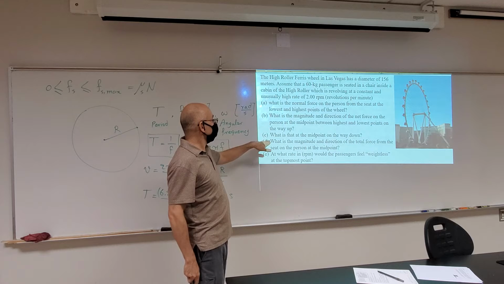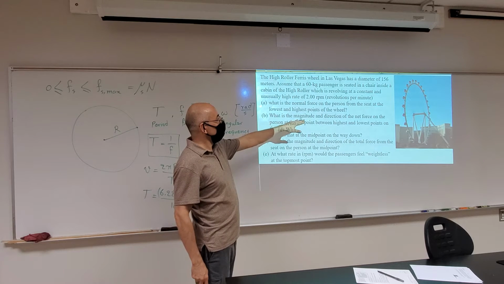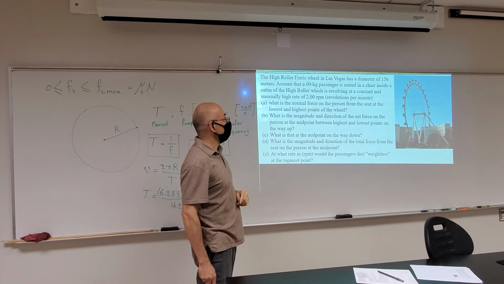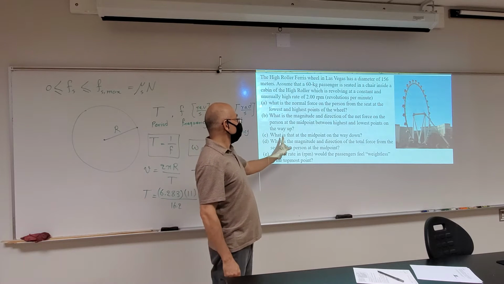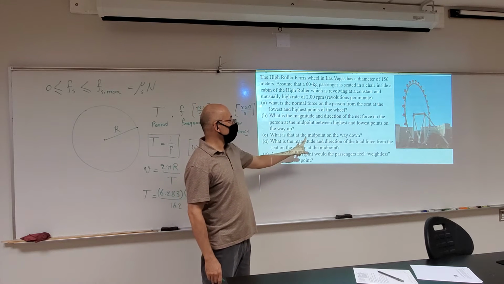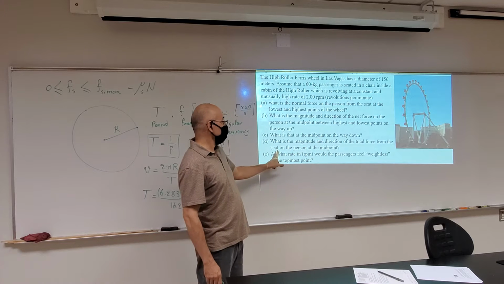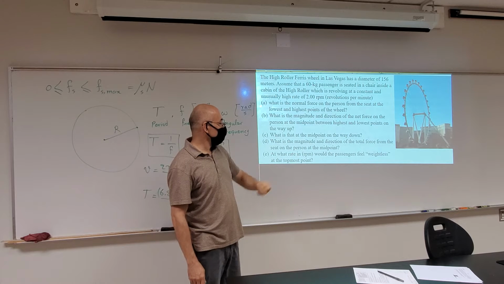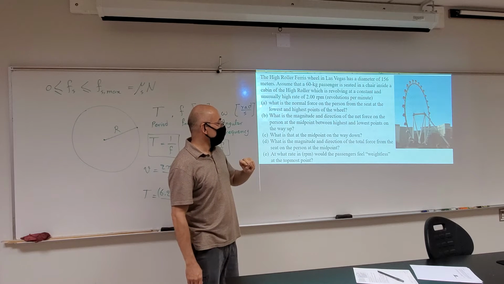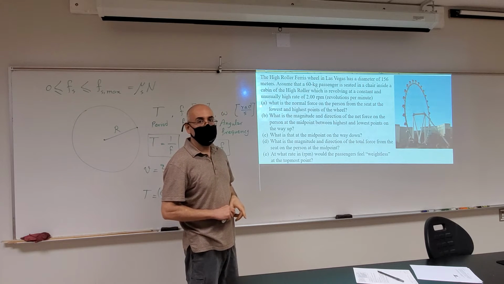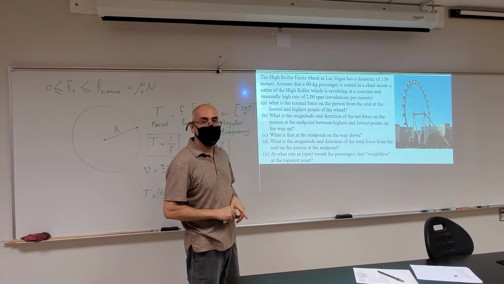And then it says, what is the magnitude and direction of the net force on the person at the midpoint between highest and lowest point on the way up? What is that at the midpoint on the way down? What is the magnitude and direction of the total force from the seat on the person at the midpoint? And at what rate in RPM would the passengers feel weightless at the topmost point? So there are a lot of good questions.